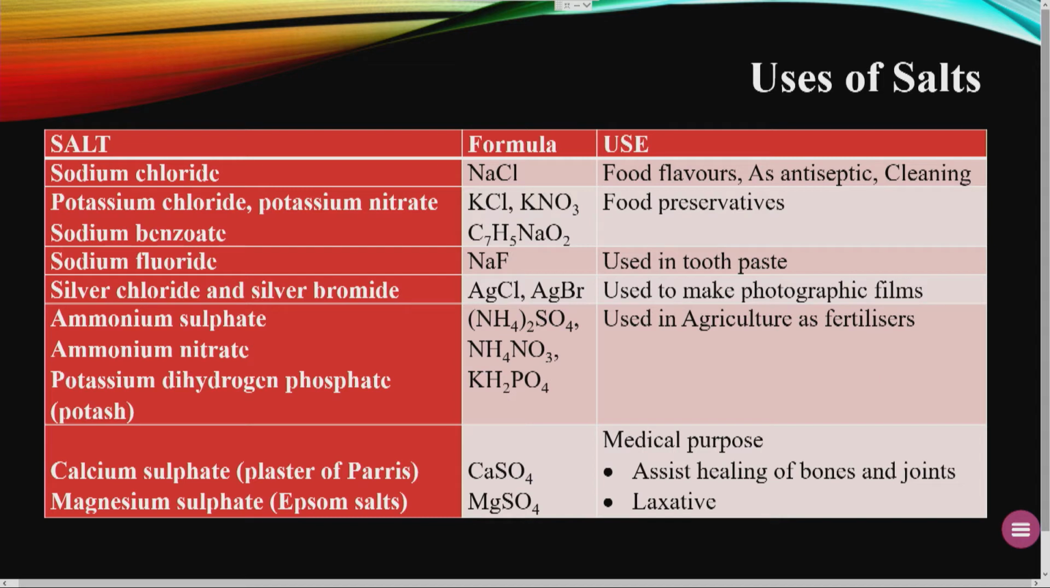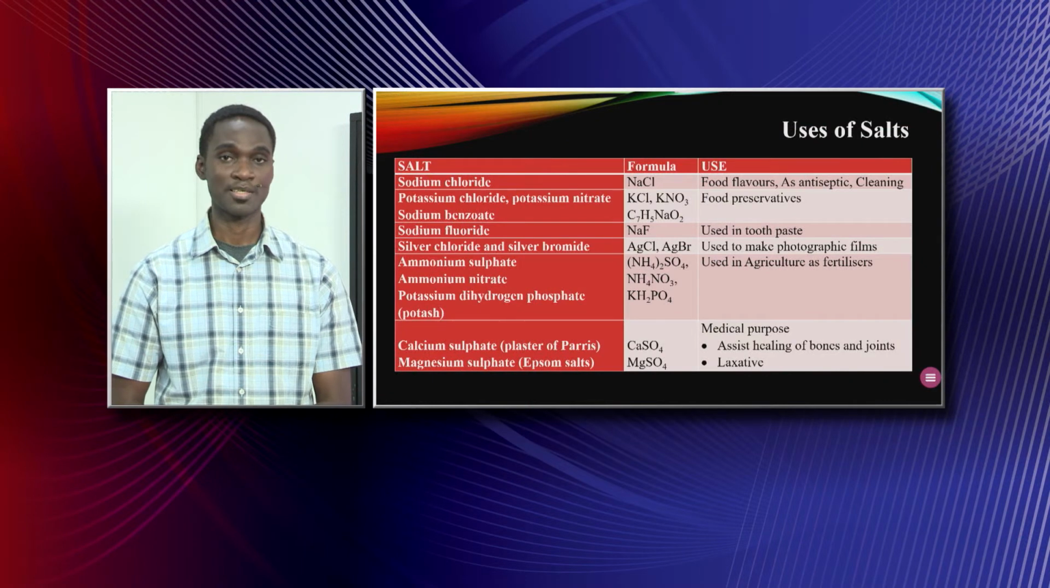Silver chloride, AgCl, and silver bromide, AgBr, are used to make photographic films. Today we use the digital camera. Many years ago, there was no digital camera, and we used photographic films in those times. Some photographic films are still used today.